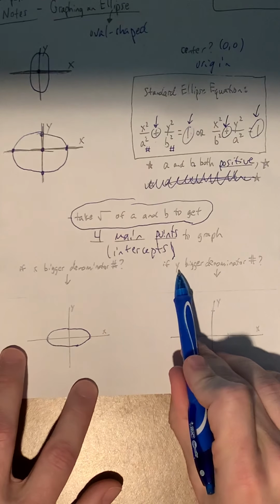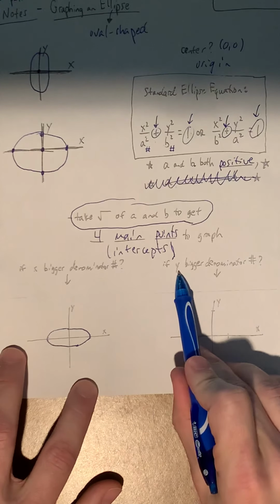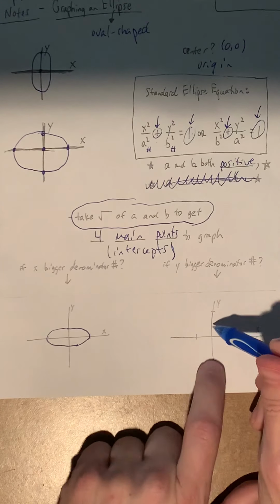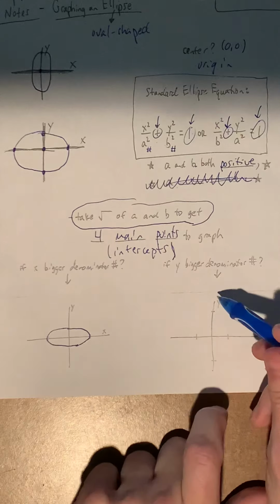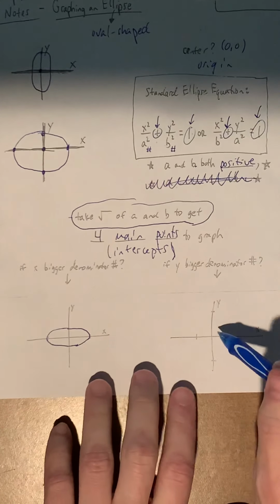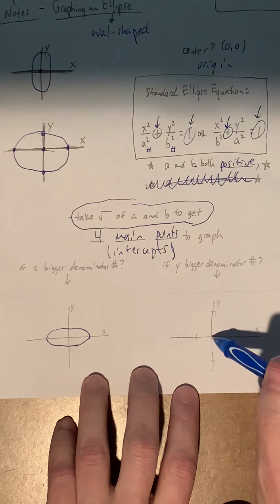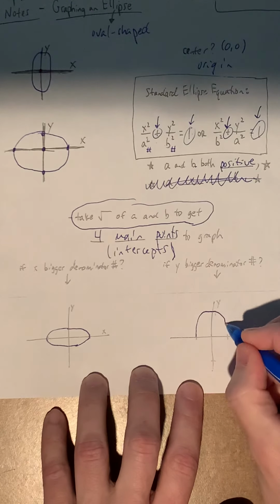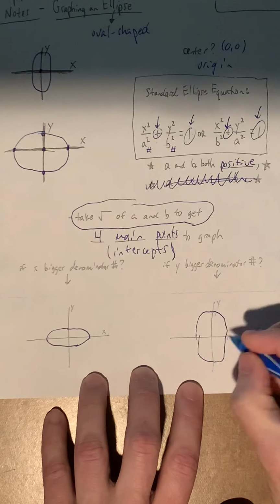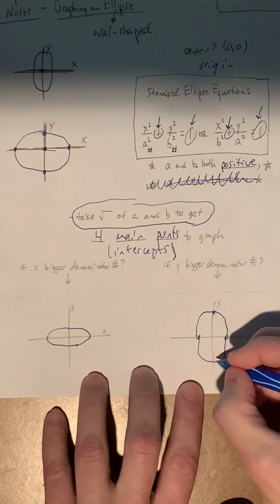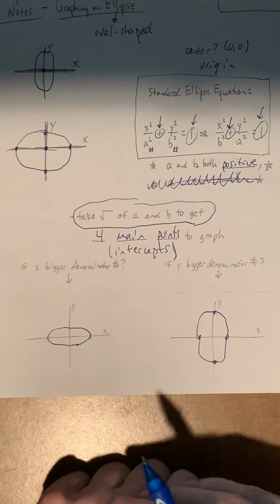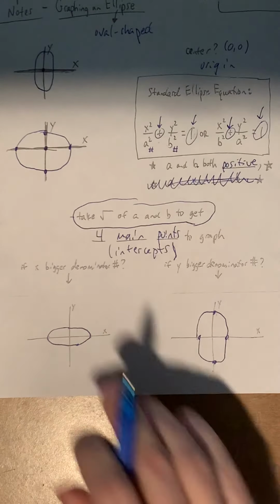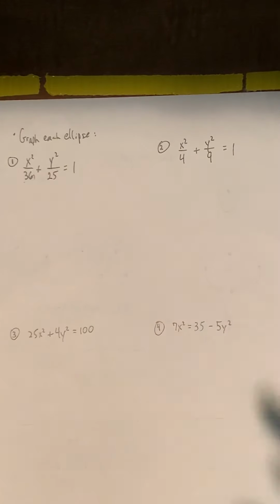If the bigger number is under the y, if y has the bigger denominator number, then it's going to be stretched out more in the y direction, up and down vertical. Because that means your radius in the y direction on the y-axis is longer. So your oval will be more stretched out up and down. That's a bad looking oval, but you get the idea. Okay, so that's something to keep in mind when we do these. All right, let's go ahead and hit the back and look at our 4 examples.